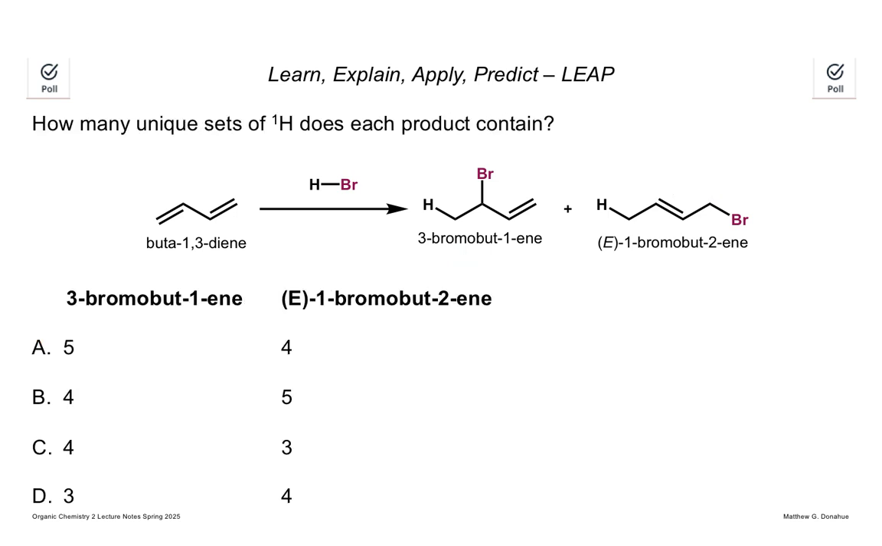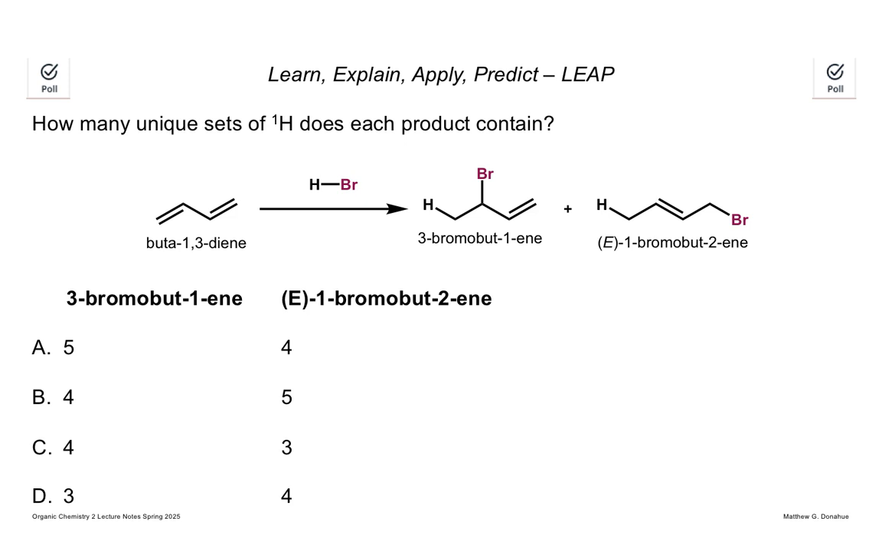How many unique sets of protons does each product contain? So this is, again, an important concept in why we studied it in semester 1. The reaction is producing 2 constitutional isomers, and then we would differentiate them according to spectroscopic methods.